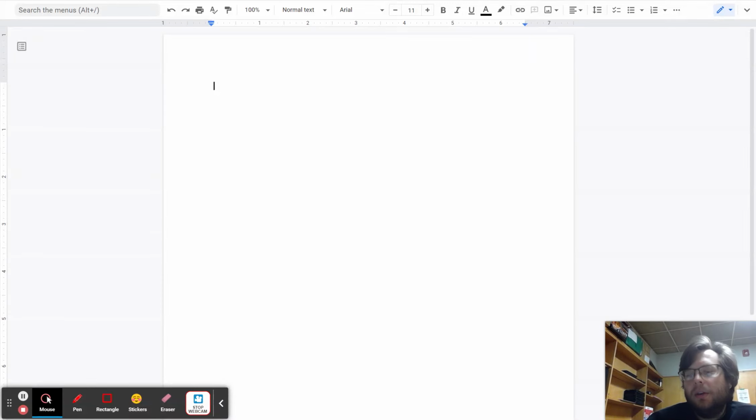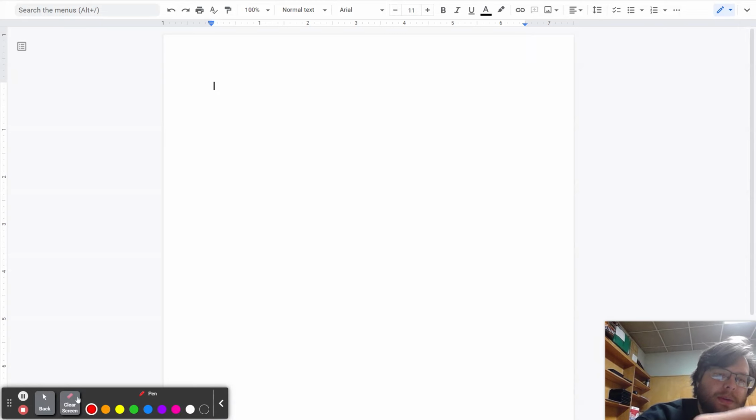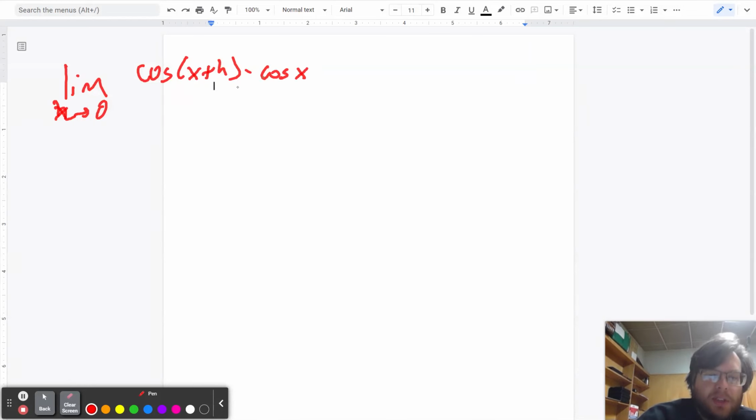So I wanted to show how to find the derivative of cosine from first principles. We already found what sine was from first principles, so now let's try to do the same thing for cosine. Same basic idea. I'm going to start with the limit as h approaches 0 of cosine of x plus h minus cosine of x all over h.